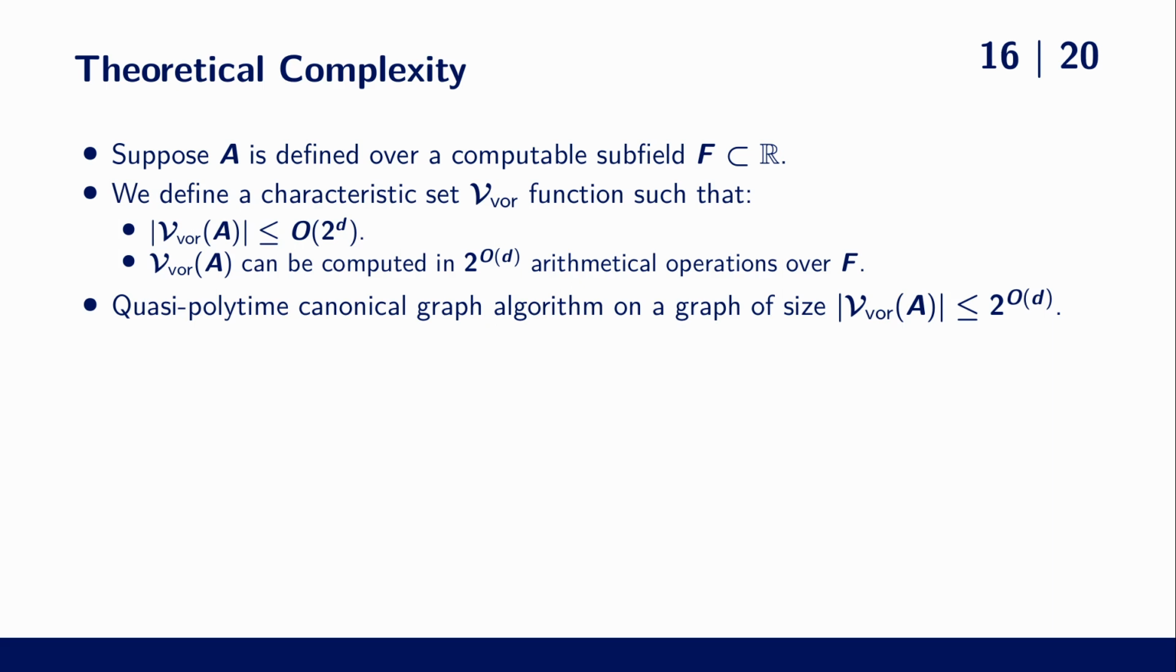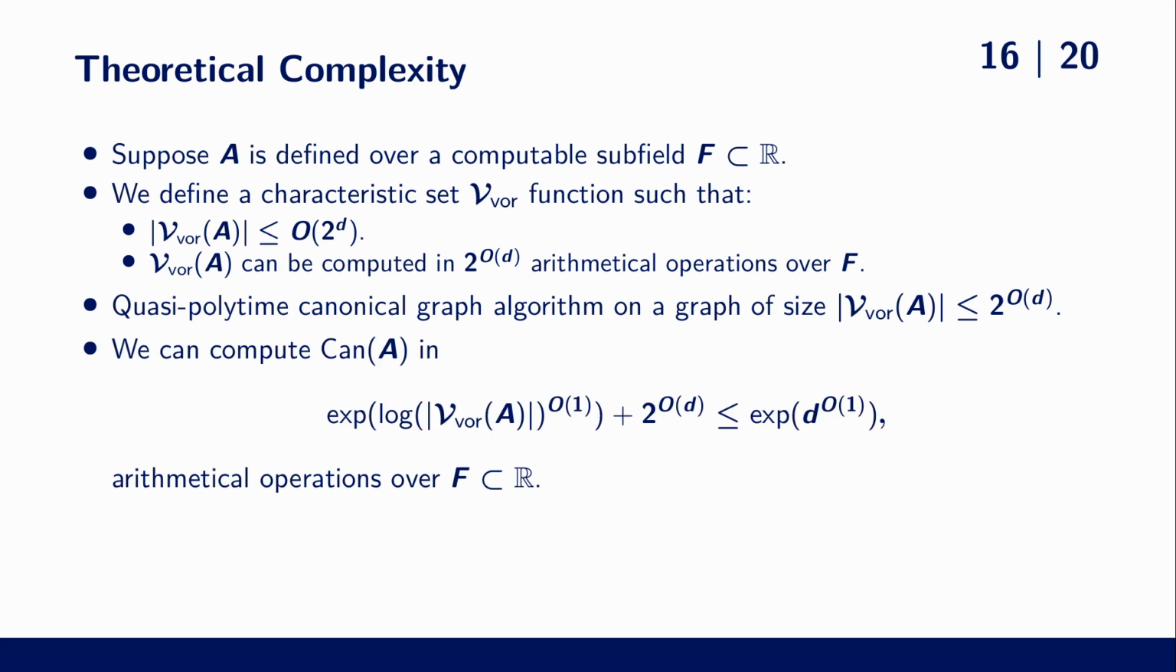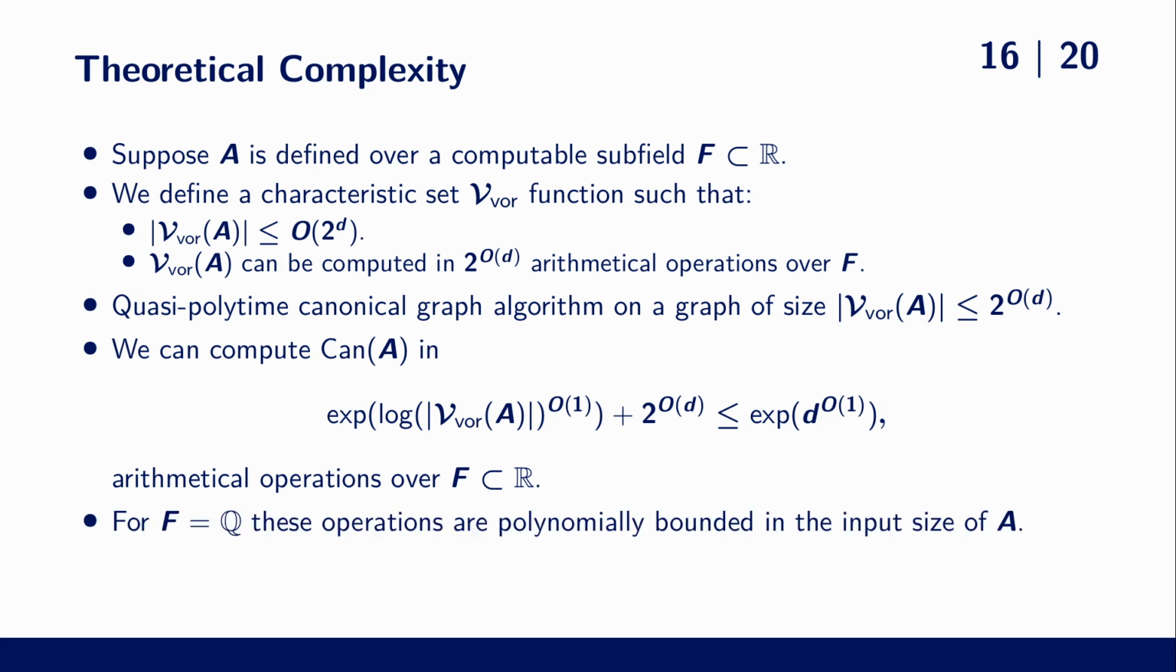And now the eventual graph will also be of single exponential size, and we apply a quasi-polynomial canonical graph algorithm to this. And if you combine all of this, we get a complexity that's exponential in the dimension in terms of arithmetical operations over F. And for F equal to Q, we can show that these operations are polynomially bounded in the input size of A.